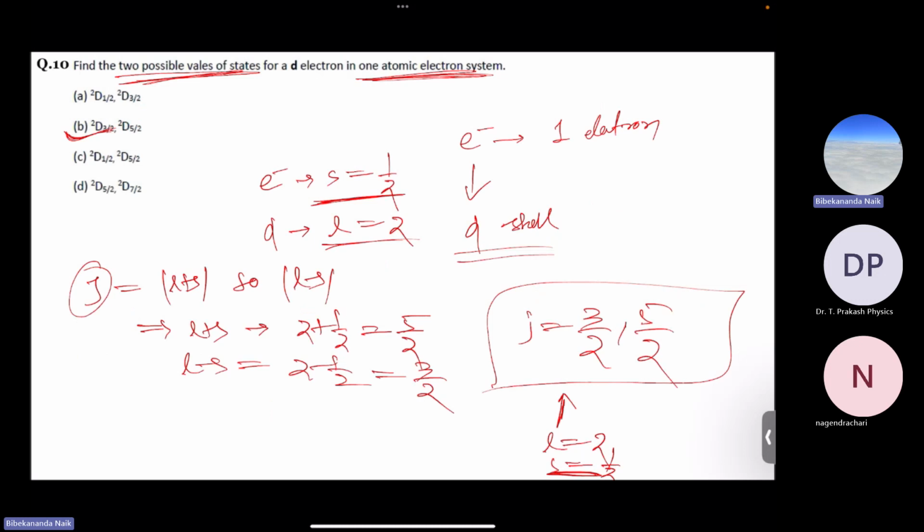So can anyone tell me whether 2D 7/2 is possible or not? Is this energy level possible or not? Is it a valid expression or not?